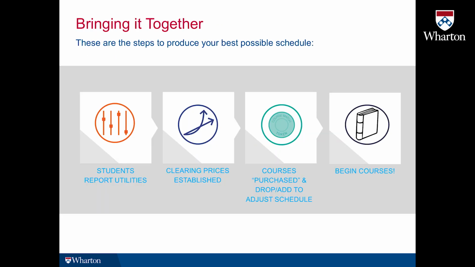So let's bring this all together. These are the steps below that we just described that produce your best possible schedule. So first, students report their utilities in the Course Match interface. Once the system closes for the utility placement period, the system runs and clearing prices are established. Courses are then purchased and students are given their schedule. There's also a drop add period for students to make adjustments to their schedule. And then lastly, you're all set. You can begin your courses.